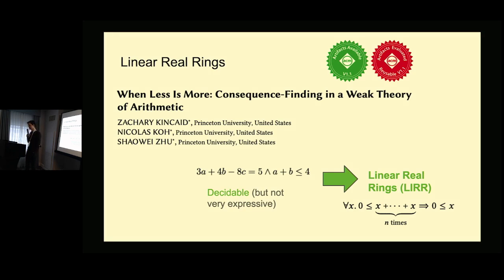if 0 is less than or equal to the sum of x n times, then 0 is less than or equal to x. So it's kind of saying that positive numbers are still positive if you divide them by n. Anyway, there's a set of very interesting axioms that kind of manage to reach this sweet spot between decidability and undecidability.